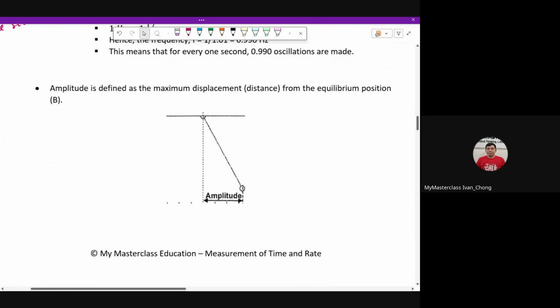Now your amplitude, you have a new term. Amplitude is your max distance from your original position. So this is your max distance. Okay, so this distance is your amplitude. It's not your diagonal distance, it is the horizontal one.